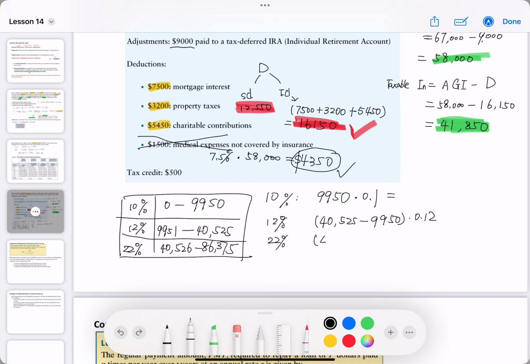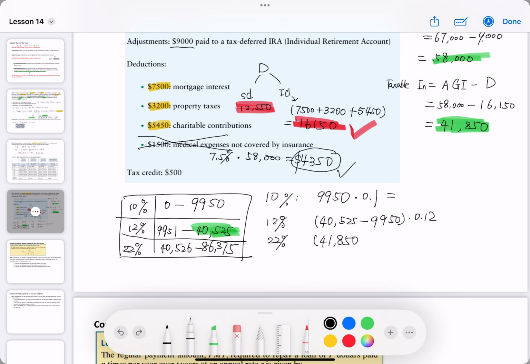I'm using 41850 minus what? I always say minus the previous upper bound. This is not the lower one, this is the upper one, upper limits. So minus the previous upper bound. Do not minus the value in the same bracket.